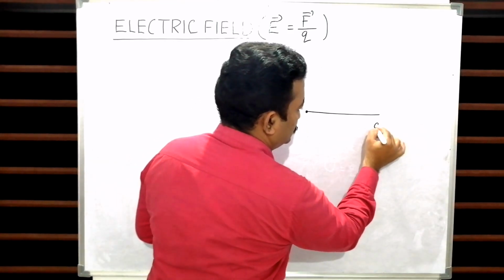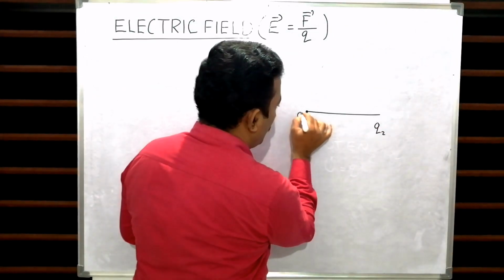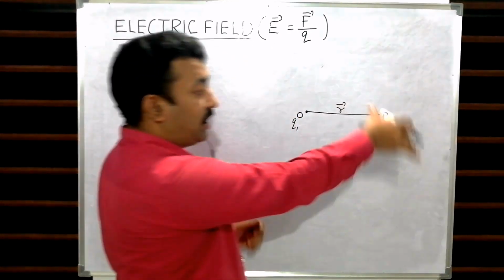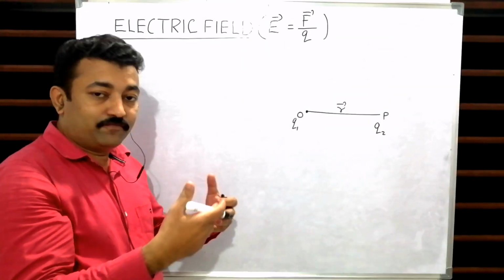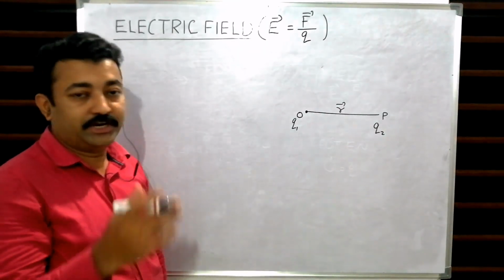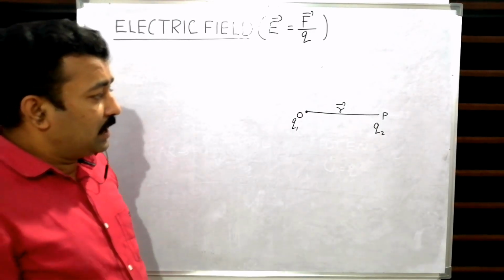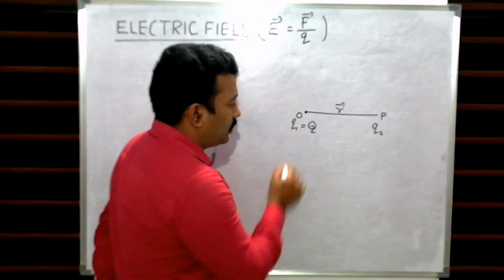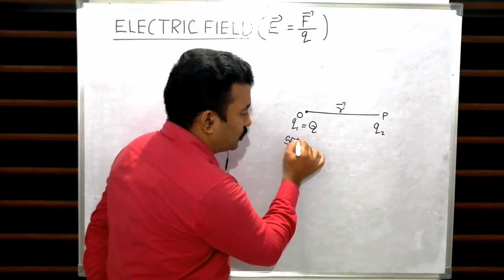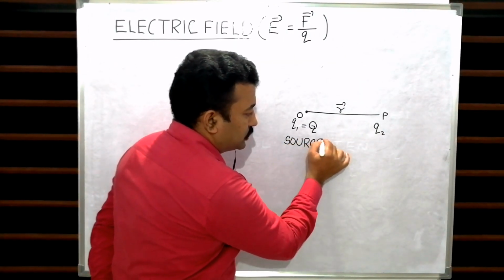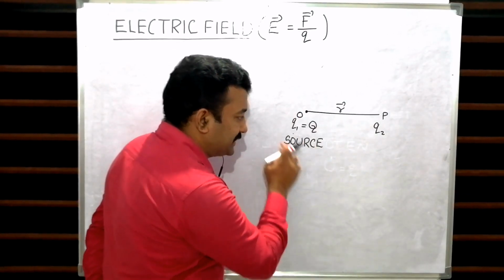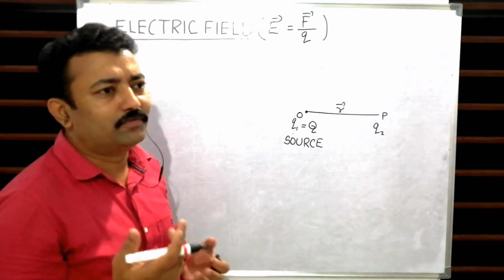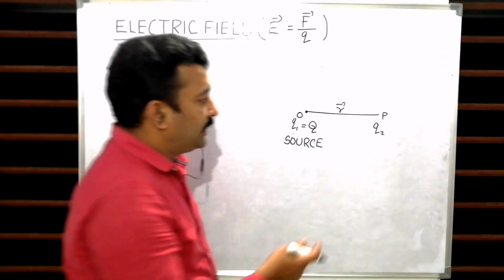In the discussion of Coulomb's law, you have seen two charges kept at a distance, say one is Q1, the other one is Q2. Let this be at a point O, this is at a point P. Distance r, they are interacting, or they are having a force between each other. We have studied that in detail. Let me call this charge Q1 as capital Q, or I'm calling this one the source. So Q1 is taken as Q, which is acting as a source. A source, you know, is always producing something.